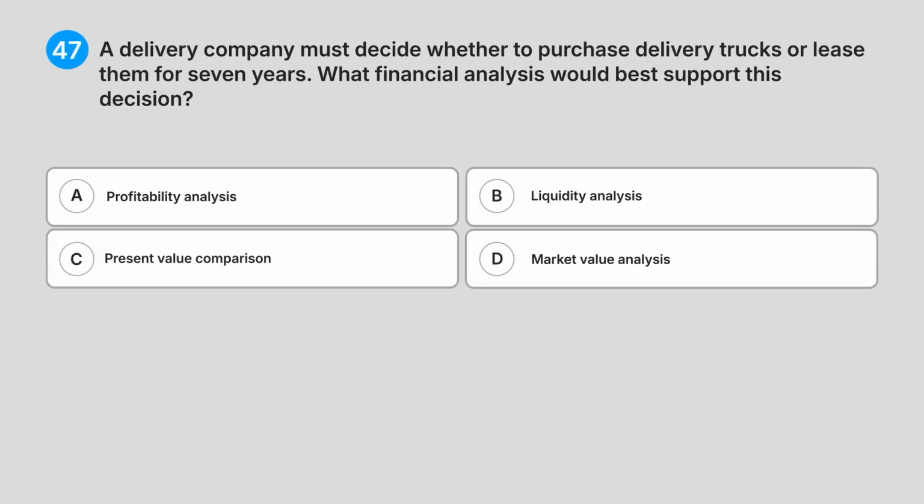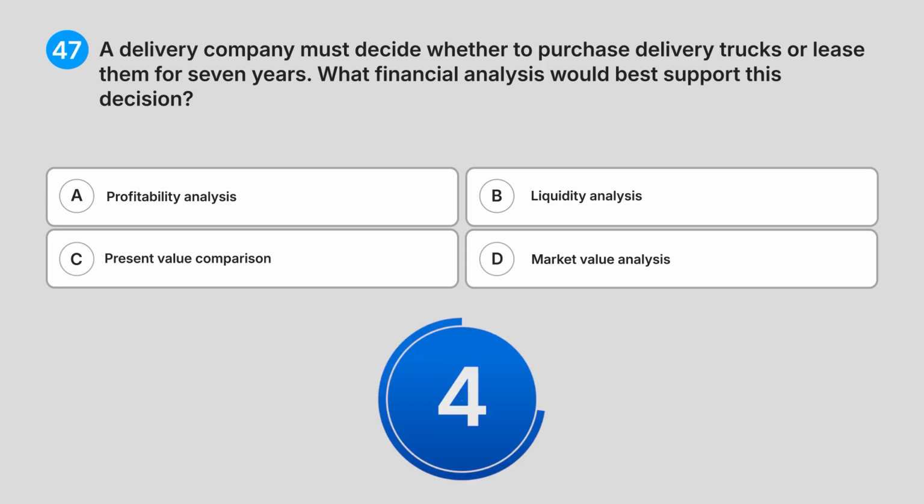47. A delivery company must decide whether to purchase delivery trucks or lease them for 7 years. What financial analysis would best support this decision? A. Profitability analysis. B. Liquidity analysis. C. Present value comparison. D. Market value analysis. Do you know the answer?